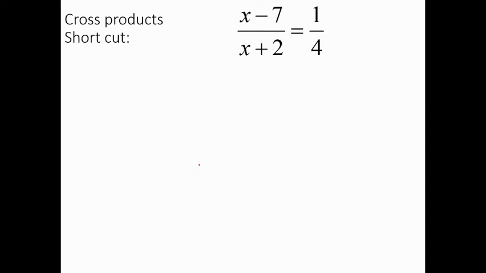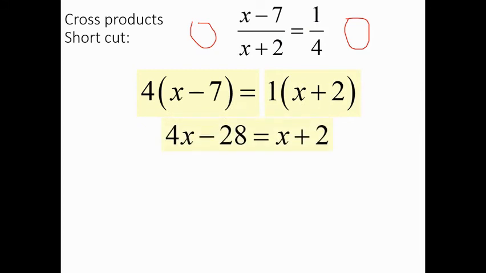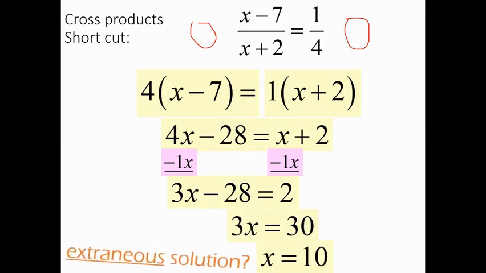All right, cross products. This is a shortcut. Some of you have already been doing this. But instead of finding the LCD or anything like that, if you just have the rational functions equal to each other, you don't have any more rational functions out here or over here, you can just do the cross product. Then you would do a distribution, and then what would our x be equal to? Okay, so our x would be equal to 10 in this case. It is not an extraneous solution, is it?